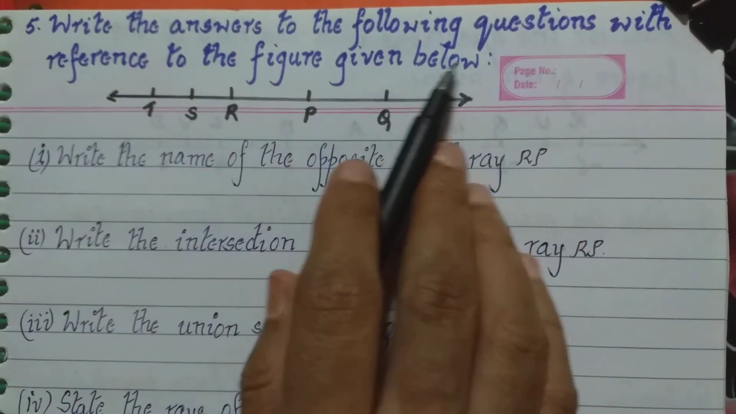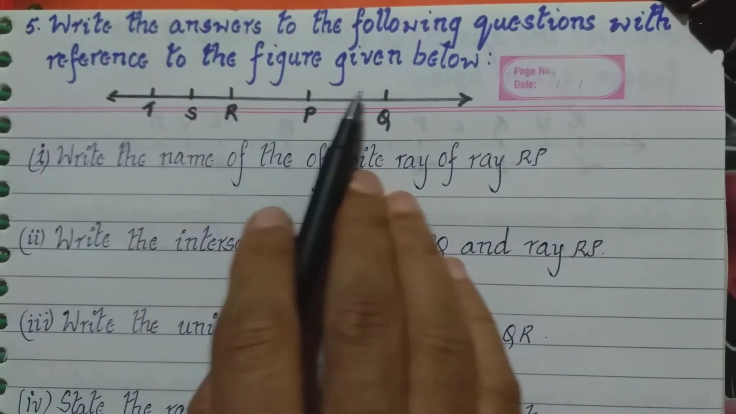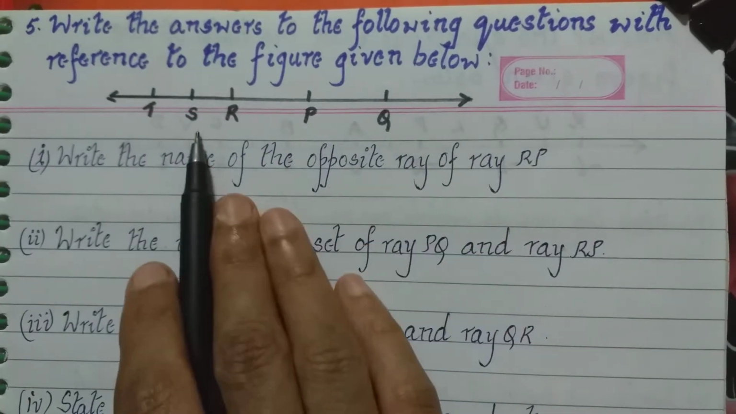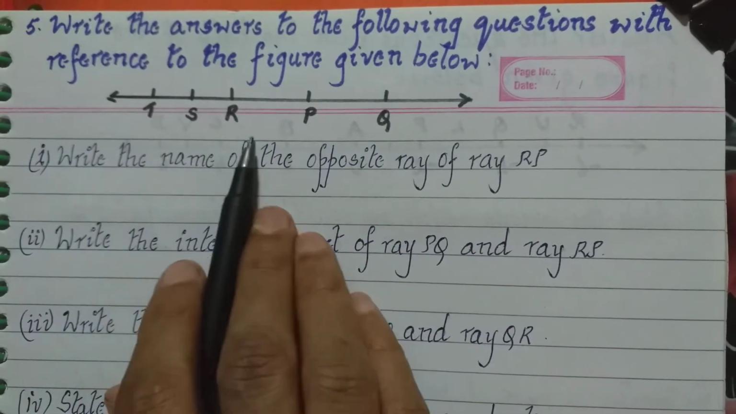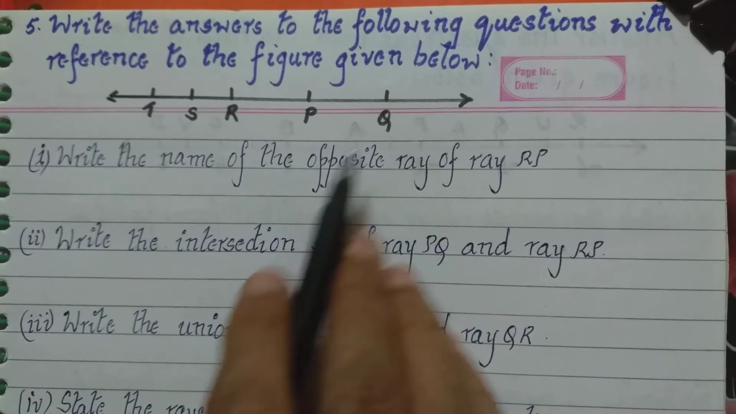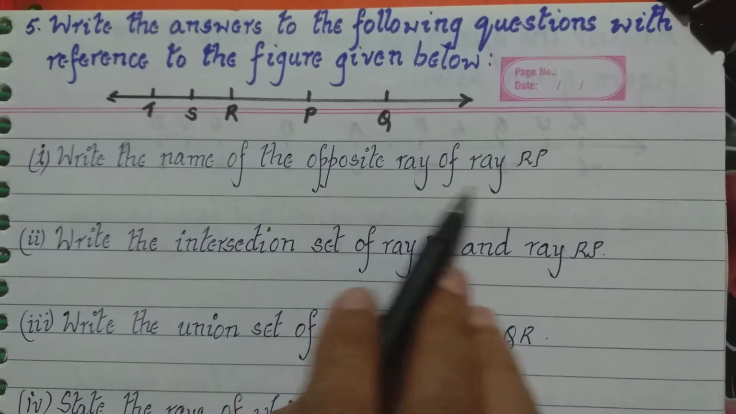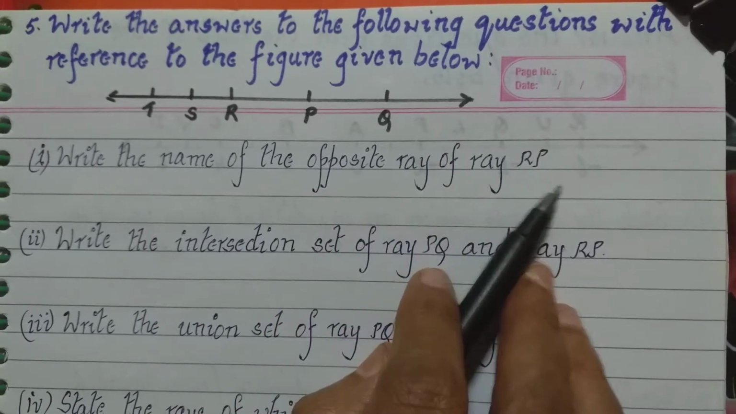See the fifth question. Write the answers to the following questions with reference to the figure given below. There is a figure here where certain points are marked T, S, R, P and Q. Now let us see what the questions are here. Write the name of the opposite ray of ray RP.